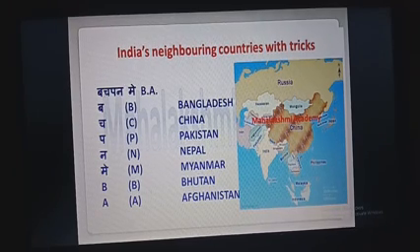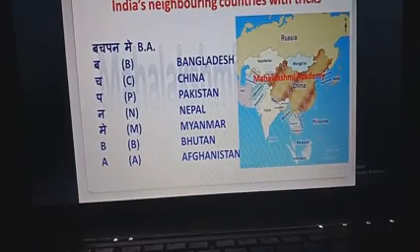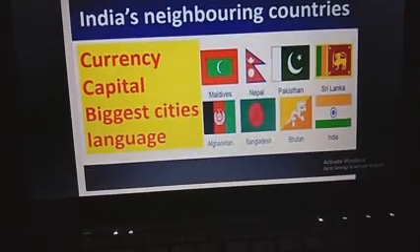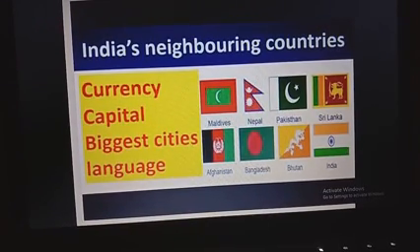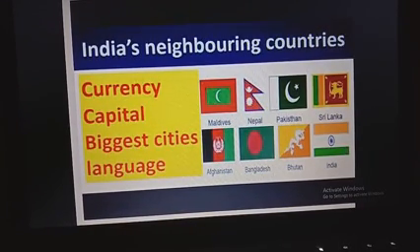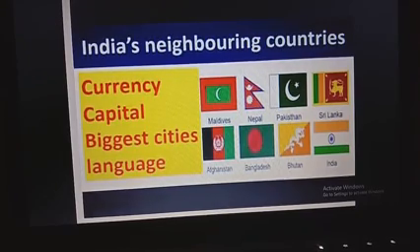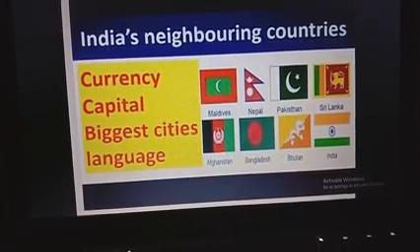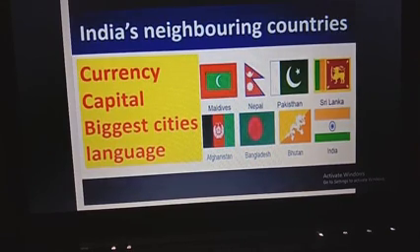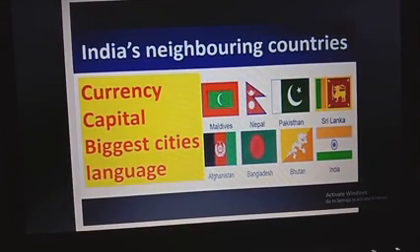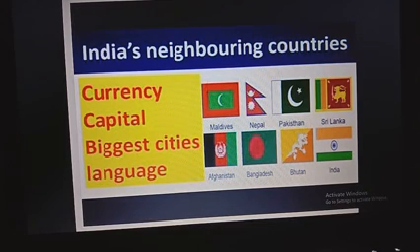Another one: we have to see India's neighboring countries with their flags. First one, Maldives, then Nepal, then Pakistan, then Sri Lanka, then Afghanistan, then Bangladesh, then Bhutan. So, first of all, Pakistan. Pakistan shares a border with the states of Jammu and Kashmir, Punjab, Gujarat and Rajasthan.